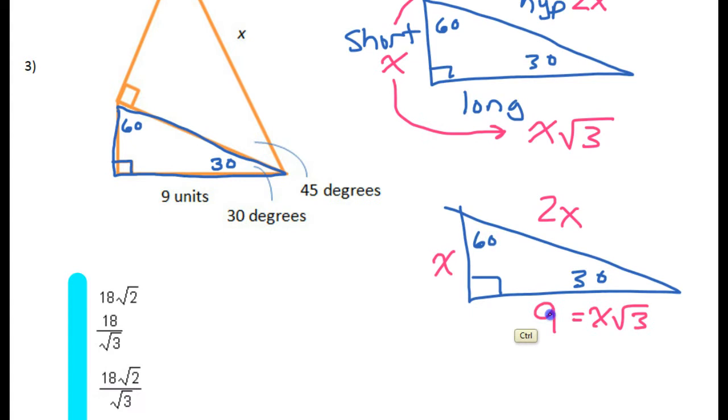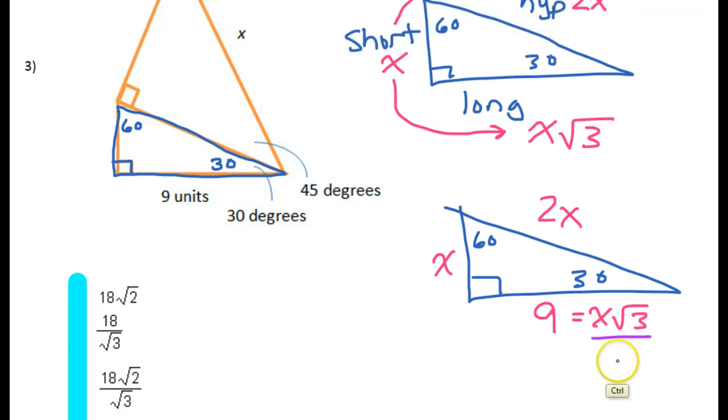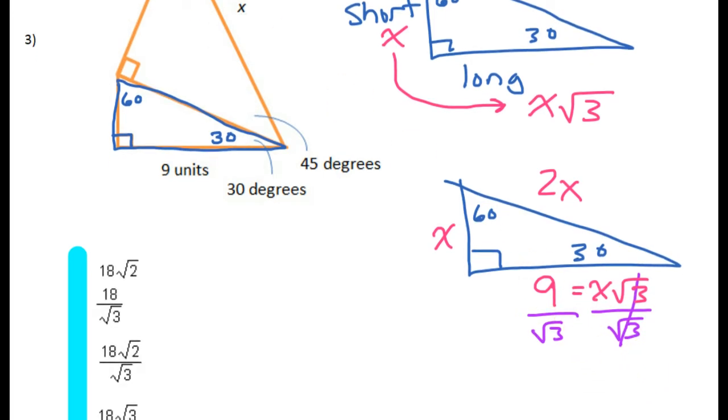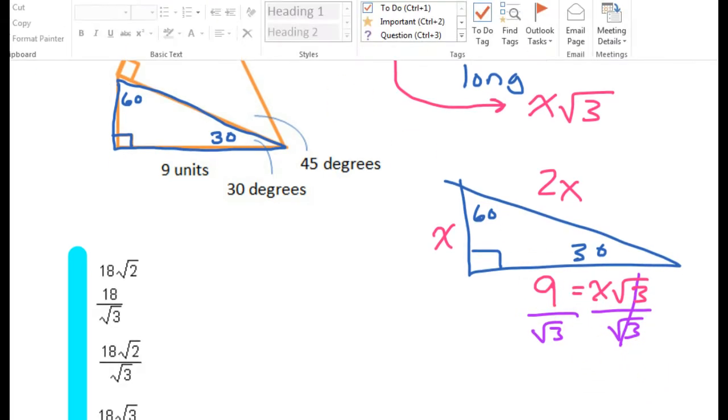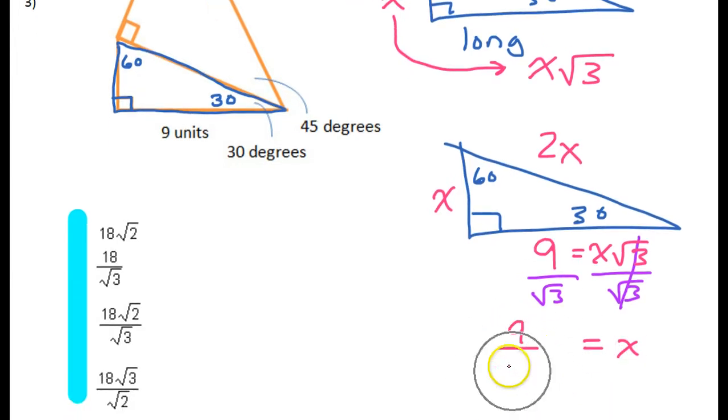Now, 9 is the only number that we have, so I should be able to solve this equation. The way I solve it is by dividing both sides by radical 3. If I divide by radical 3 on both sides, these are going to cancel out. So that tells me that x is equal to 9 over radical 3.